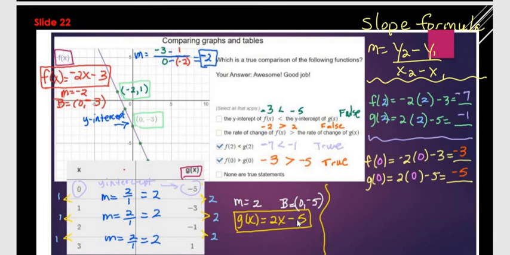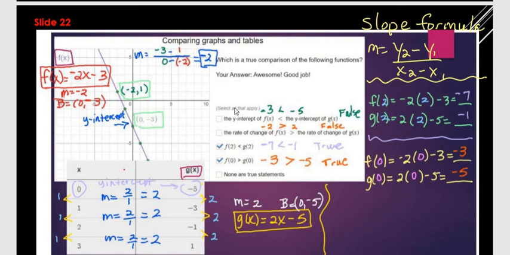My y-intercept for g of x is negative 5. So read it: negative 3 is less than negative 5. That's false. Remember, the closer a negative number is to 0, the bigger it is. Now let's compare the slope.